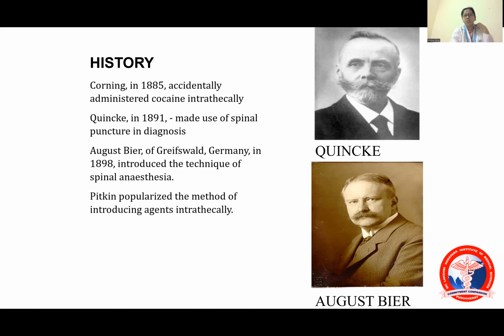Next, some words about history of spinal anesthesia. First of all, there was a scientist called Corning in 1885. Accidentally, he administered cocaine intrathecally. Quincke, very commonly used name in spinal anesthesia, in 1891 made use of spinal puncture for diagnostic purposes. August Bier, another popular scientist in anesthesiology, of Greifswald, Germany, in 1898, introduced the technique of spinal anesthesia. Pitkin popularized the method of introducing agents intrathecally.